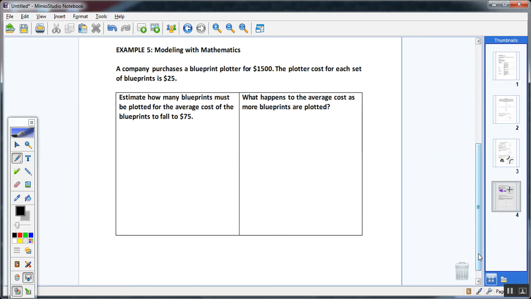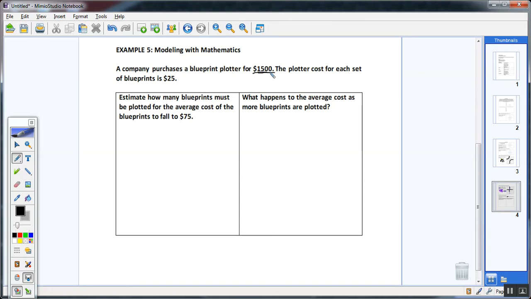It says the blueprint plotter costs how much? 15. Okay. It says the plotter cost for each set of blueprints is what? Okay, so if I own a company, I say, I'm going to buy this machine because maybe I print blueprints for houses. Maybe I make floor plans. You ever seen floor plans in a big blueprint before? Okay. Well, my company just bought this printer for how much money? $1,500. And every time I make a print, that's a cost of how much to me?